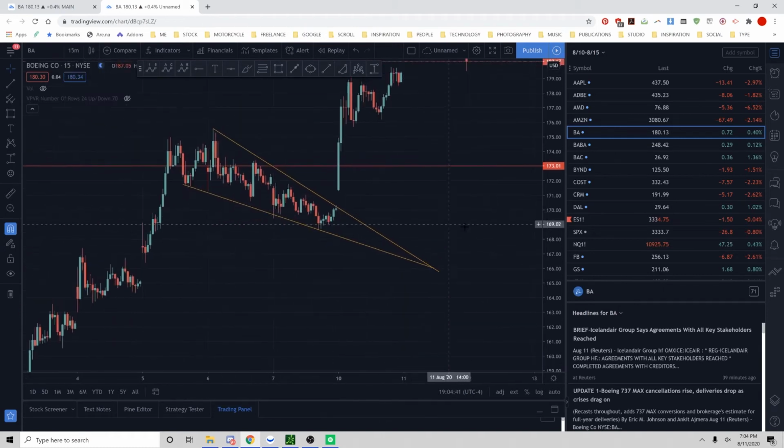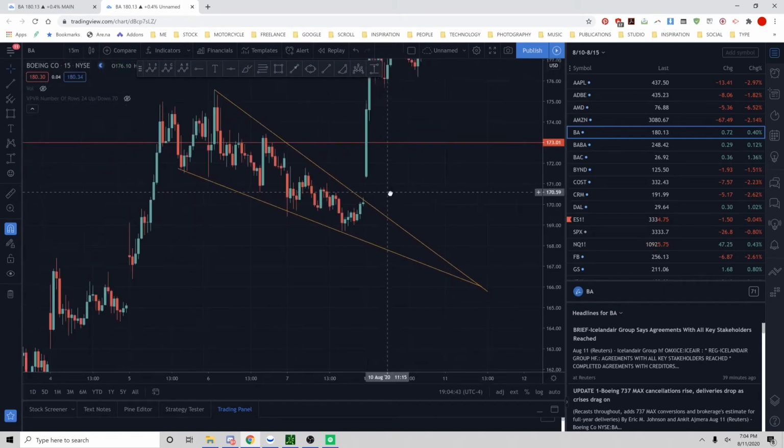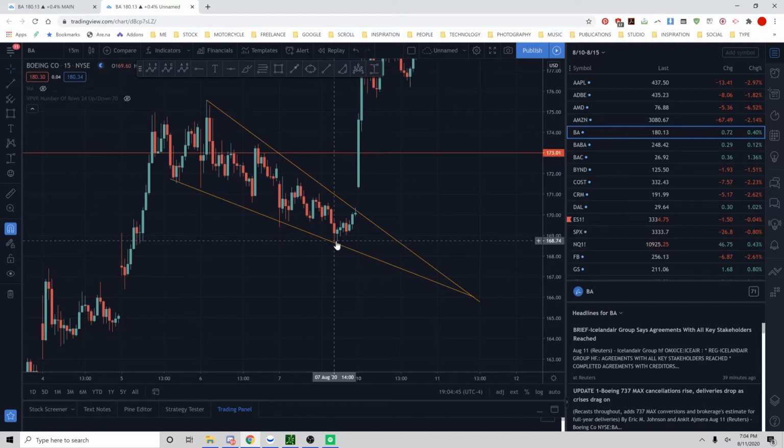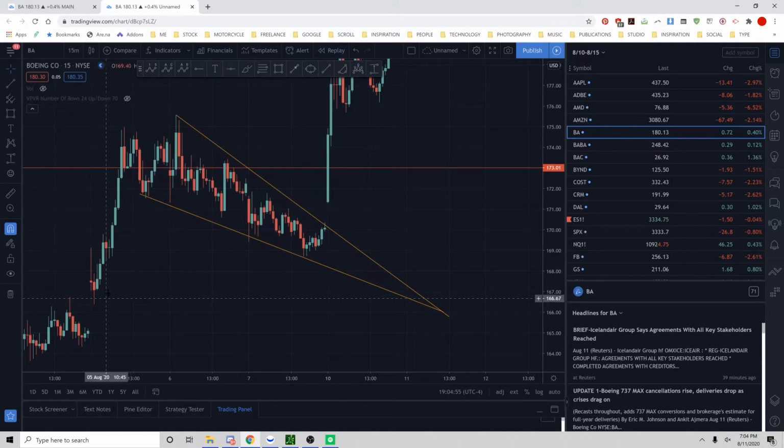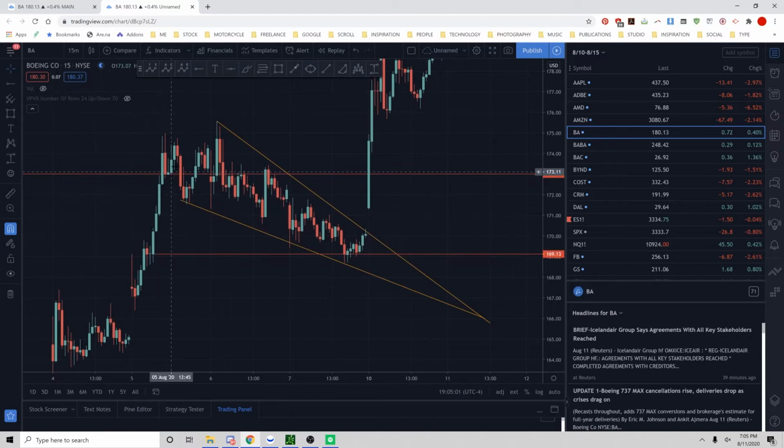If we go into the 15-minute, I'm pretty sure I entered literally right here because I was waiting for BA to start making some higher lows. See how it's kind of curling up a little bit? I was waiting for one of these zones right here. I think I was looking at this one, the start of this rally right here.